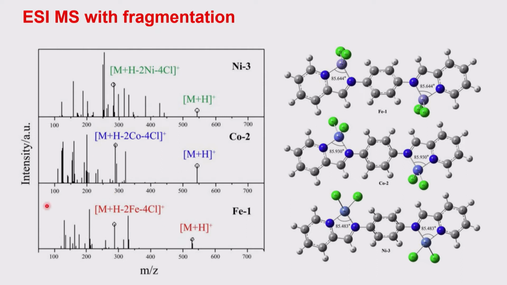Similarly, if you look at the cobalt complex, again you have M plus H, that is the original complex plus proton with 1 plus. So that means nothing is lost here. But if you look at this particular peak here, this is minus 2Co minus 4Cl. That means this CoCl2 and the CoCl2 here is lost, just like for the iron. And similarly, if we look at the nickel case, again same thing, M plus H plus and M plus H minus 2 nickel 4 chloride. So these are all very similar complexes. One is made with the iron, one is made with the cobalt, one is made with the nickel.